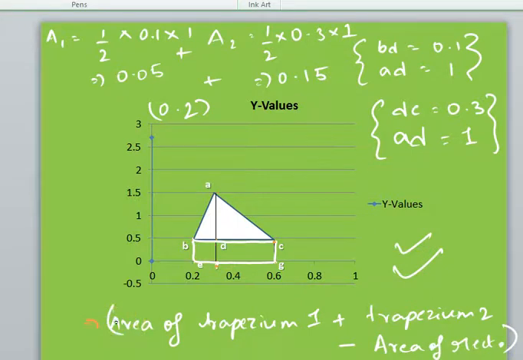Whenever you're asked to find areas, you need to keep track of the geometrical sizes of the figures. Check for similarities. Check for symmetries. Thank you. Hope you understood.